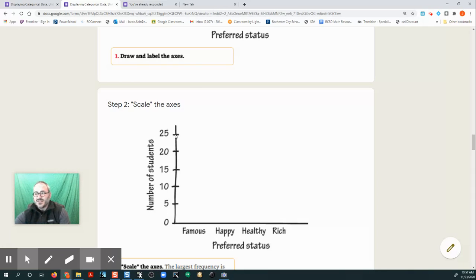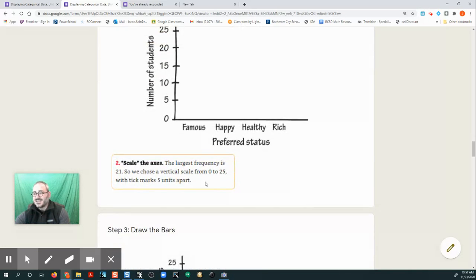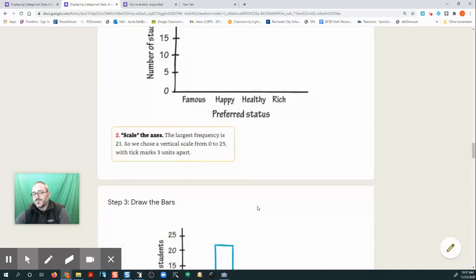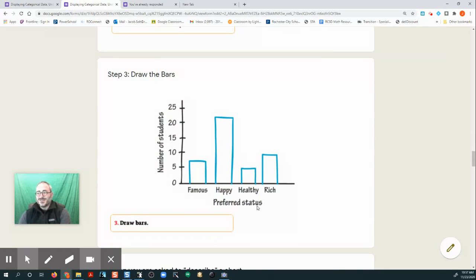And then once you've got this scaled, with your units, and you have it where it will fit all your data, you want to put your categories down here, right? Famous, happy, healthy, rich. Our bar is going to be drawn in next. So step 2 is scale the axes and label your x-axis as well. All right. And step 3 is draw those bars in, right?